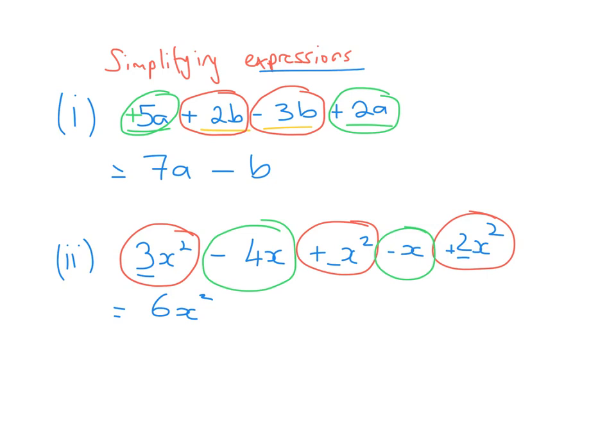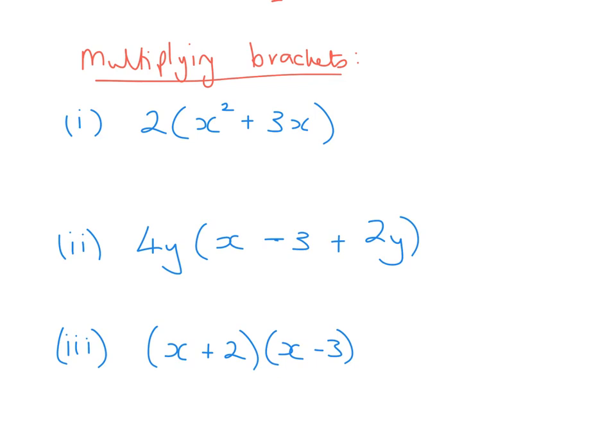So again, that's the same as saying minus 4 minus 1. So that's going to give us minus 5x. Okay, the next thing we're going to revise is multiplying out brackets.